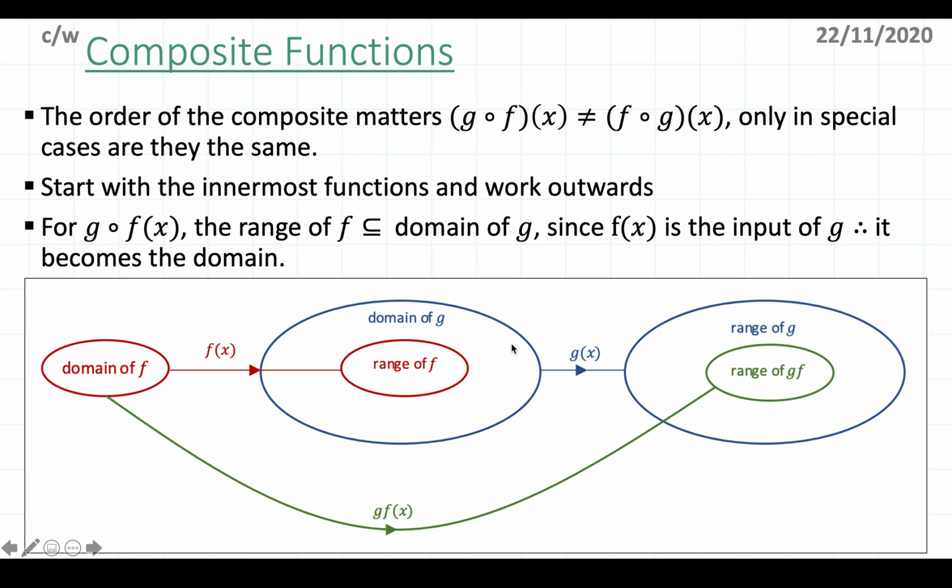Now, then we have the domain of g, which is going to give us the range of g, meaning that we have a big range of g, but because we are starting with the smaller input, not the bigger input, due to the fact that we're composing, we'll end up with a smaller range. So actually, the range of g of f of x is going to be a small subset of the range of g. The range of f is a subset of the domain of g, since f of x is the input of g, it becomes the domain. Now we will go through some examples so that this is a bit clearer.